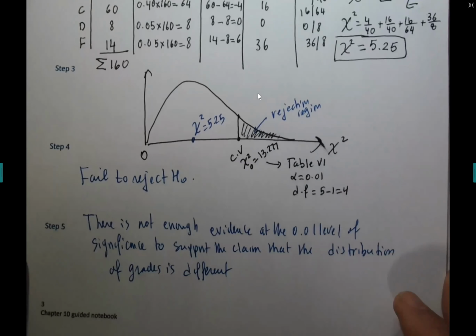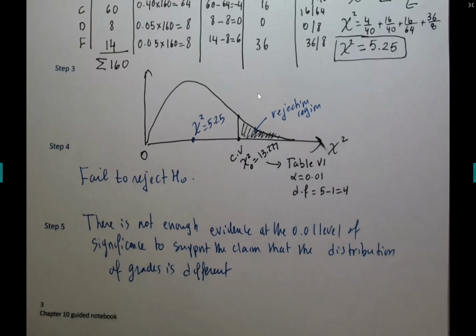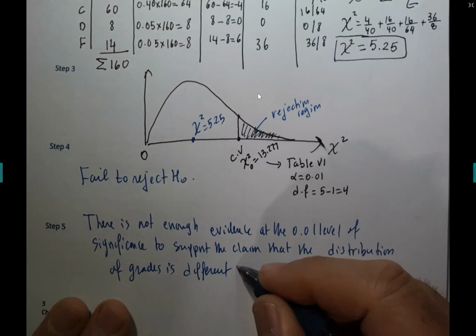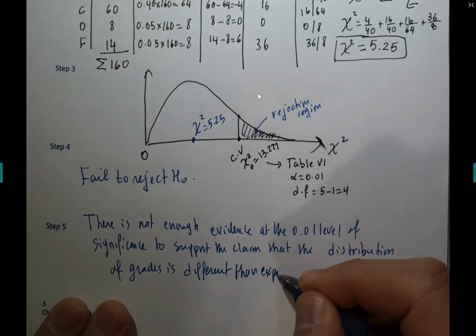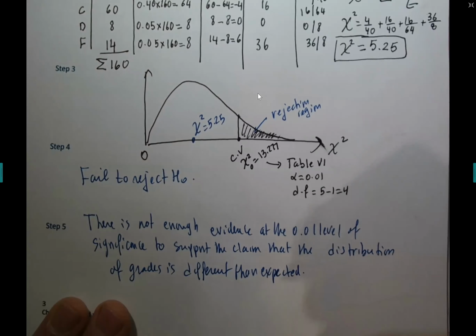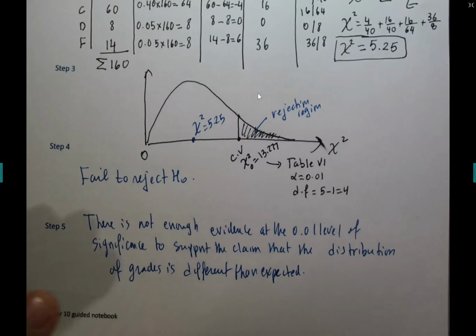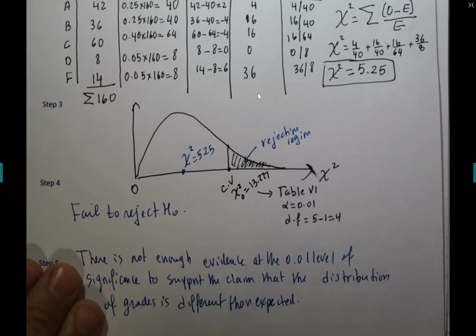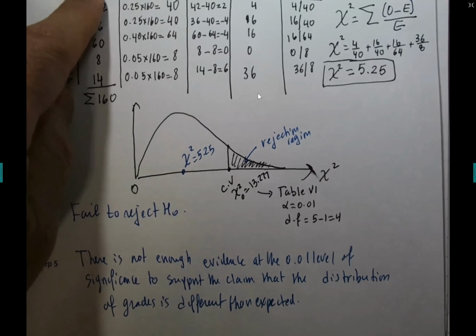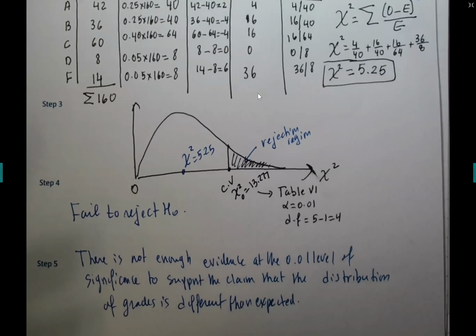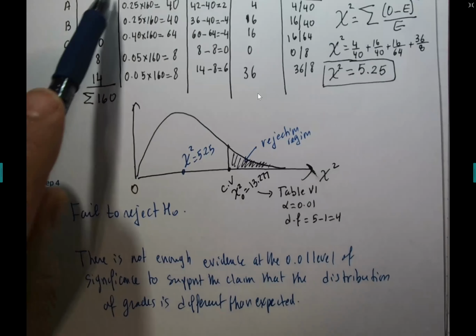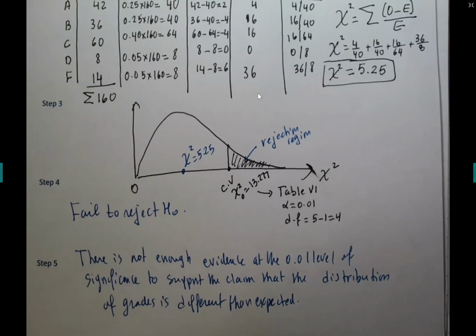Of course. So there is not enough evidence at the 0.01 level of significance to conclude or to support the claim that the distribution of grades for this particular teacher is different than expected. Meaning, guys, that we think the teacher's distribution is still valid, and you were able to see that by yourself because you saw that the difference between the observed and the expected is barely any difference. So that means the distribution is still valid. When you see a wide difference between O and E, then you might conclude that the distribution has changed.